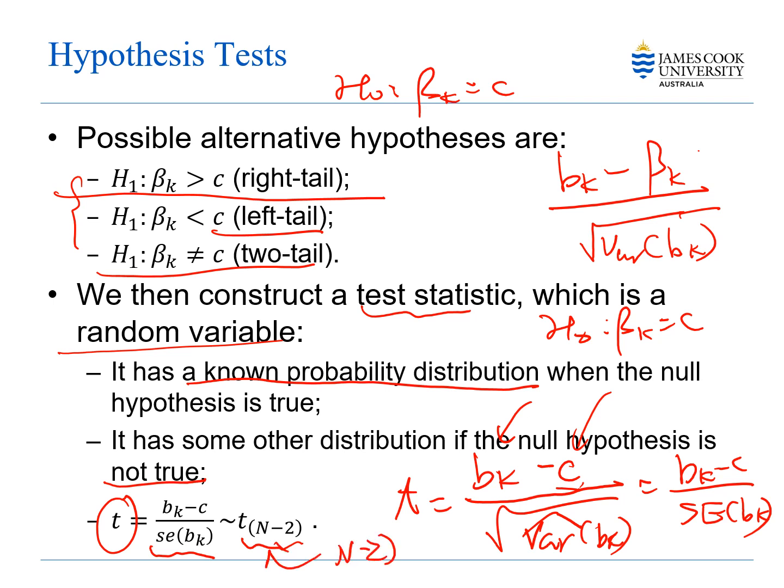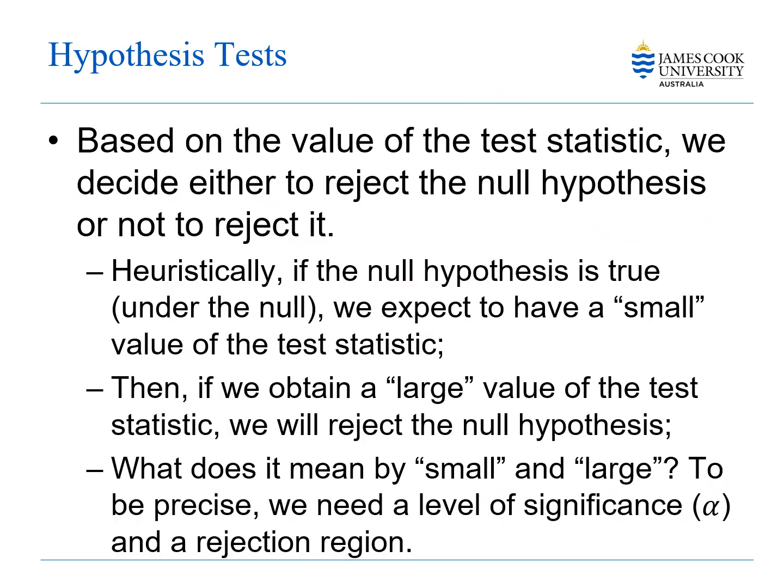Okay, and note that this distribution does not depend on any unknown parameter, does not depend on data, right? So it's good for our purpose. So from the sample, we can calculate a value for the test statistic. And then we decide whether to reject the null or not to reject it.